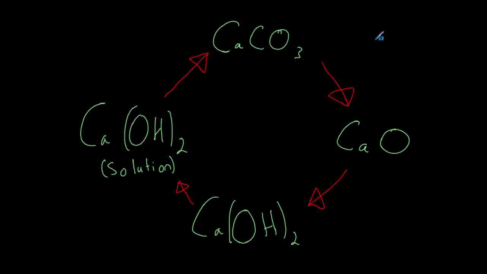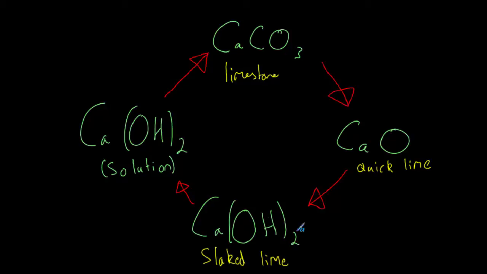This cycle is collectively known as the limestone reaction cycle. That is because calcium carbonate is the major component of limestone. Now that can form calcium oxide, which is sometimes known as quicklime, and calcium oxide can then form calcium hydroxide, which is down here, and that is sometimes known as slaked lime.